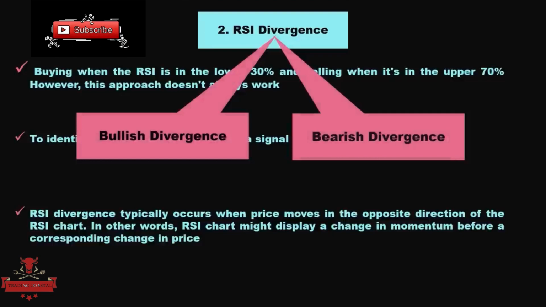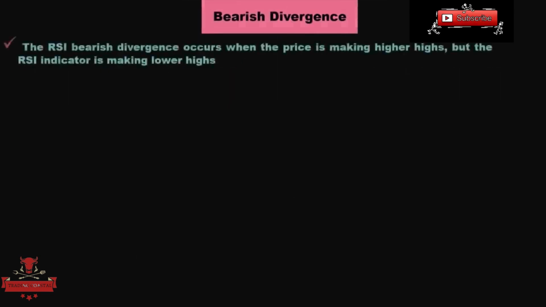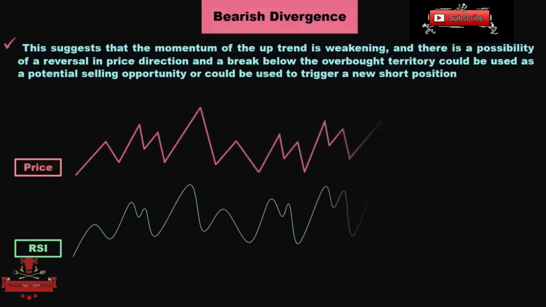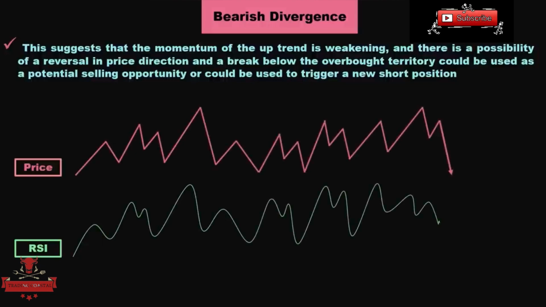So let's start with the bearish divergence. Divergence occurs when the price is making higher highs, but the RSI indicator is making lower highs. This suggests that the momentum of the uptrend is weakening, and there's a possibility of a reversal in price direction, and a break below the overbought territory could be used as a potential selling opportunity or could be used to trigger a new short position.